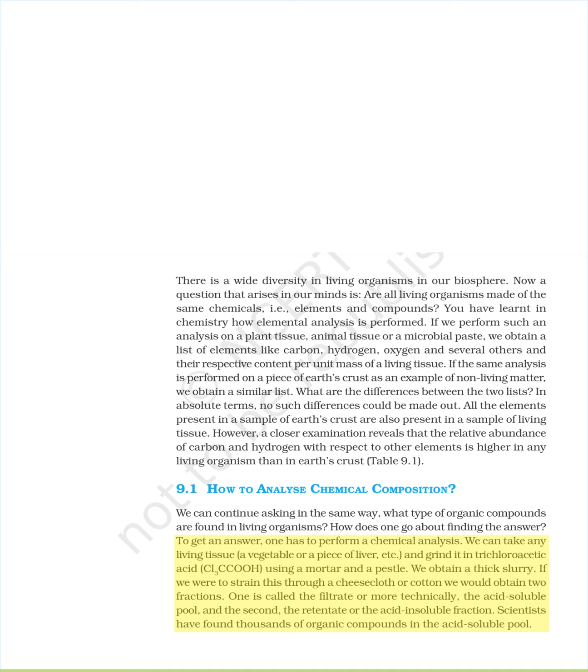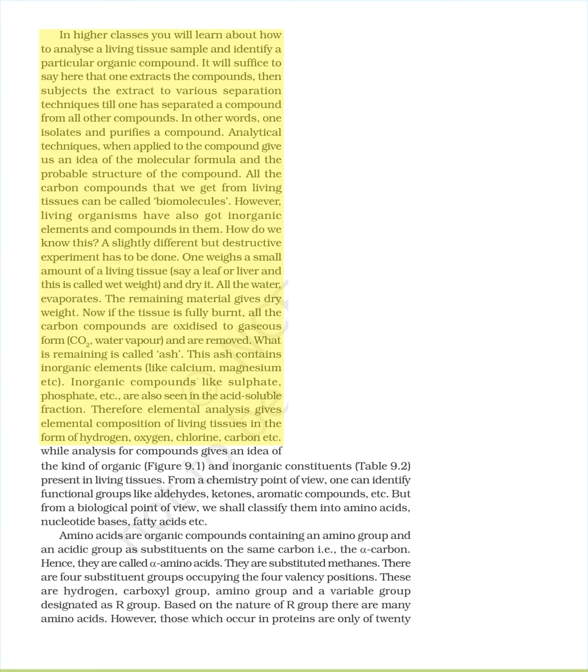We obtain a thick slurry. If we were to strain this through a cheesecloth or cotton, we would obtain two fractions. One is called the filtrate, or more technically, the acid-soluble pool, and the second, the retentate or the acid-insoluble fraction. Scientists have found thousands of organic compounds in the acid-soluble pool. In higher classes you will learn about how to analyze a living tissue sample and identify a particular organic compound.